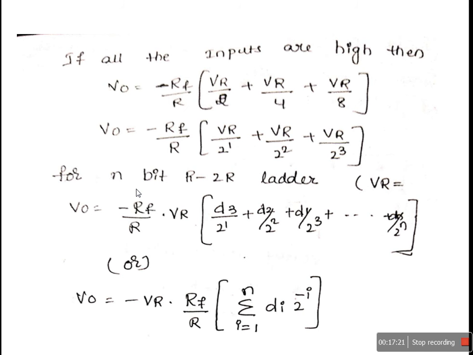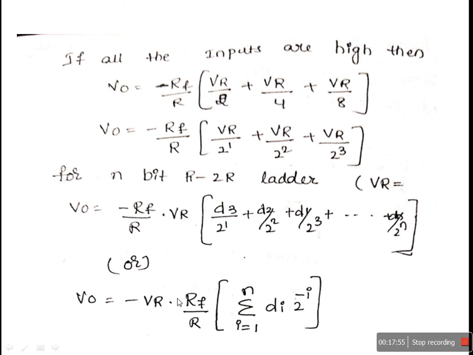So I am rewriting that one, VR equal to minus RF by R into VR. So here D3, D2, D1. In the previous case also I am writing in place of VR, V into D3, V into D2, V into D1, because depending on the bit position only we are getting the V voltage value. So that's the reason I am writing for the n bit R to 2R ladder we are getting so many bits. So I am generalizing the formula, that's the reason I am writing like this.